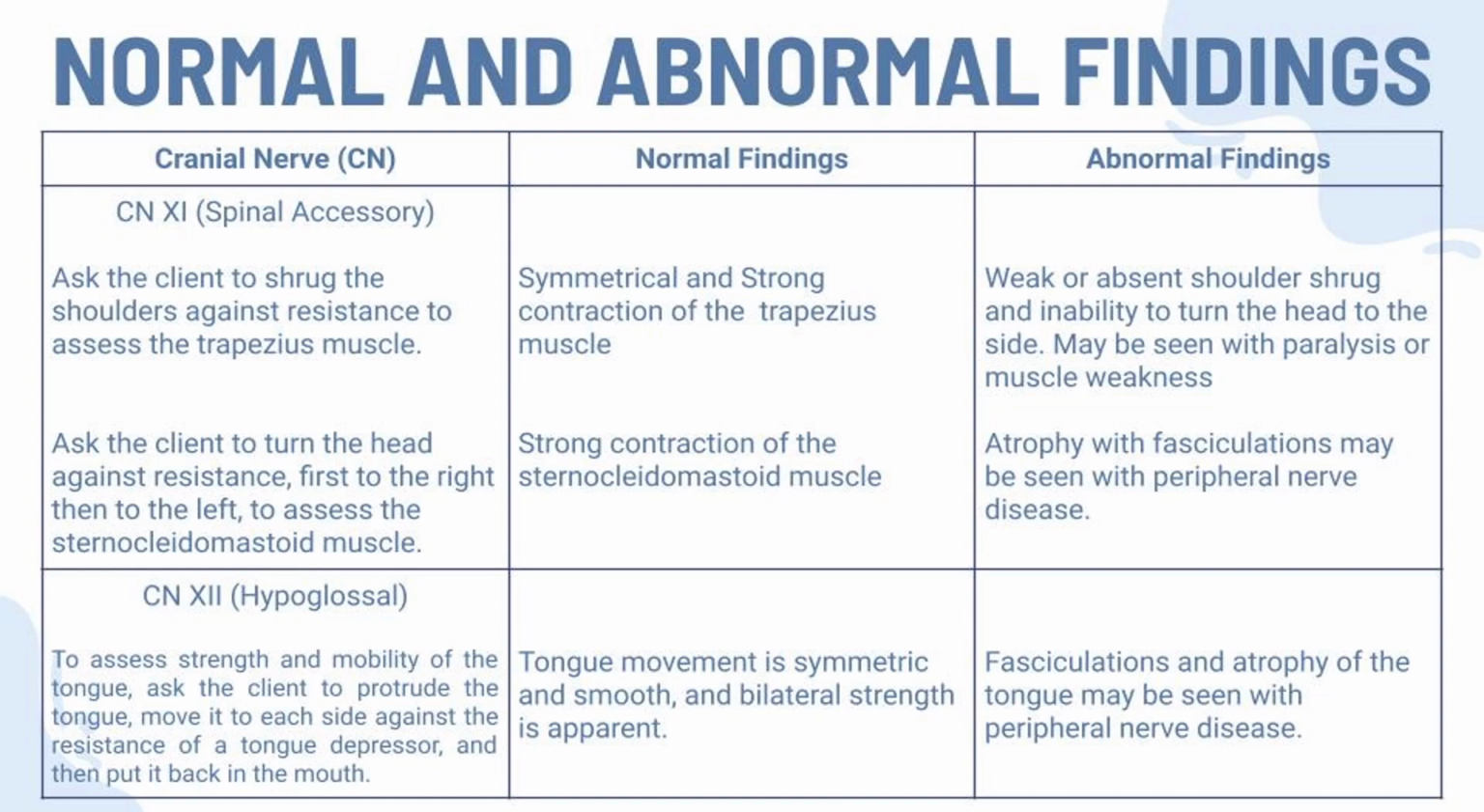The last cranial nerve to assess is cranial nerve 12, which is also known as the hypoglossal nerve. To assess strength and mobility of the tongue, ask the client to protrude the tongue, move it to each side against the resistance of a tongue depressor, and then put it back in the mouth. The normal finding is that the tongue movement is symmetric and smooth and bilateral strength is apparent. Abnormal findings, fasciculations and atrophy of the tongue, may be seen with peripheral nerve damage or disease.